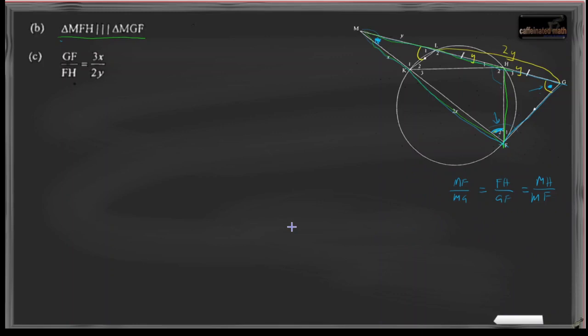What's our next question? Well, we're required to prove that GF over FH, that bit over there, is equal to 3x over 2y. Now I'm required to prove that GF over FH is equal to 3x over 2y. So let's have a look. GF over FH. Where can I go and collect that? Well, if you can see here, they have GF and they have FH.